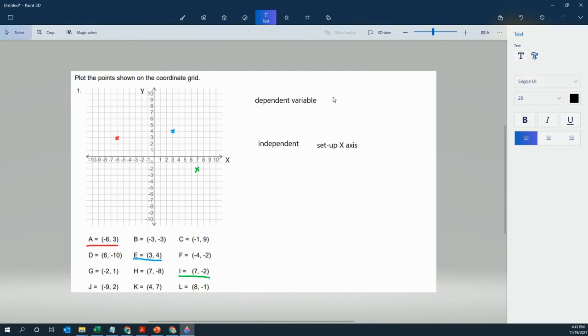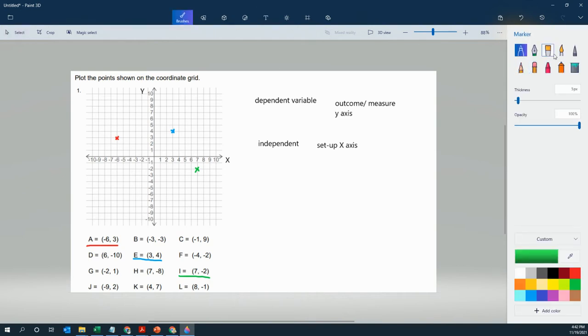And the dependent variable, that's the outcome. It depends on the experiment. That's what you measure. And that's traditionally on the y-axis. So if I'm telling you I have a chart, can we make a line? How do we make a line?